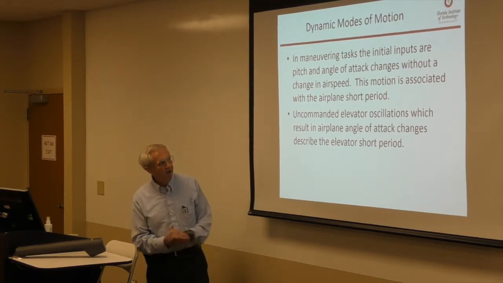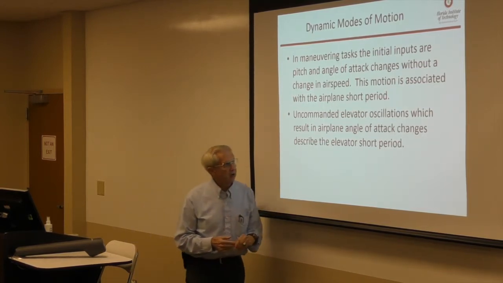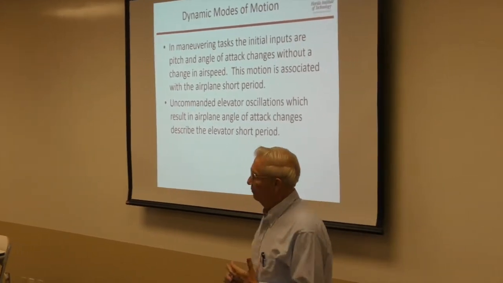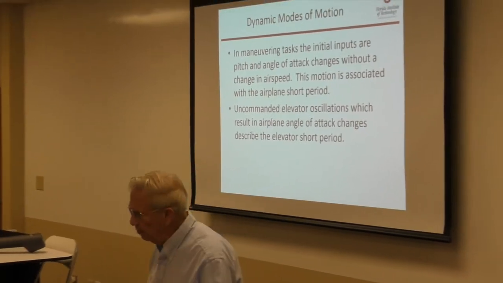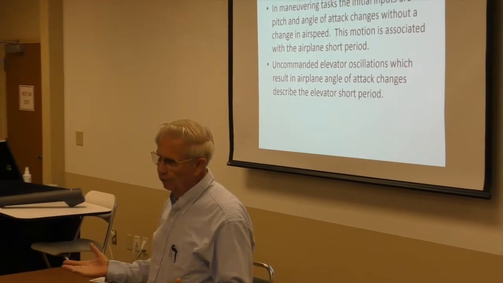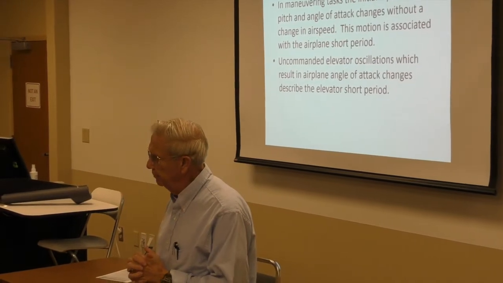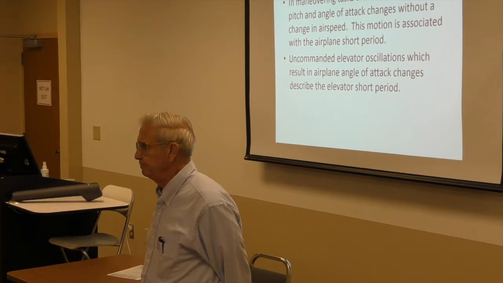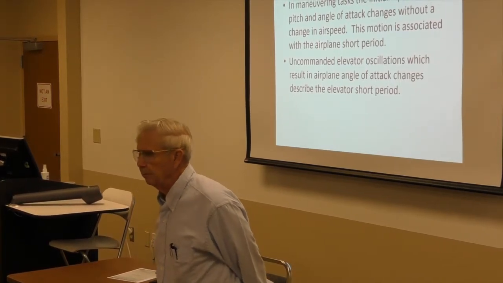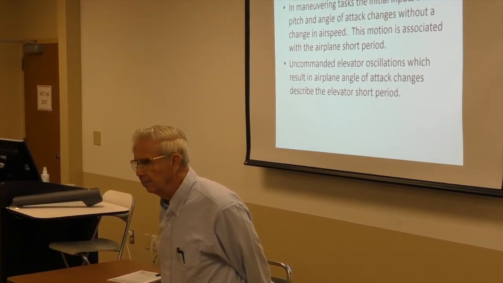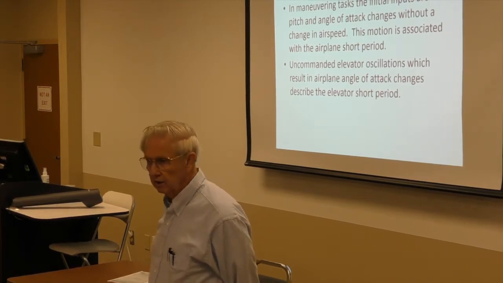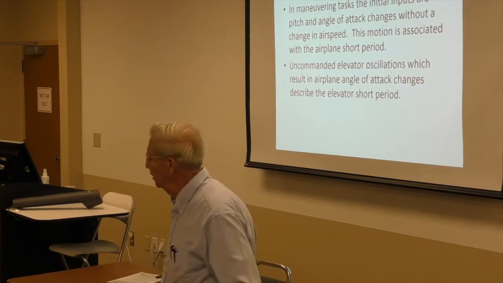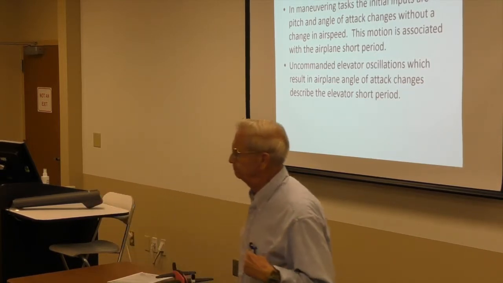And the uncommanded elevator oscillations, which result in airplane angle of attack change, describe the elevator short period. There's the overall airplane short period, which is most folks concerned about. But my first flight test job at Beech, we had an airplane called the Model 99. And the Model 99 was a very early commuter airliner. Okay, some of you may have seen them, may have even flown on it.